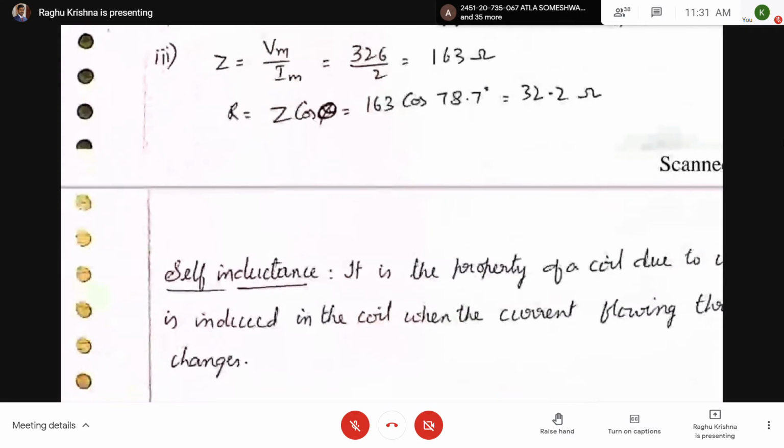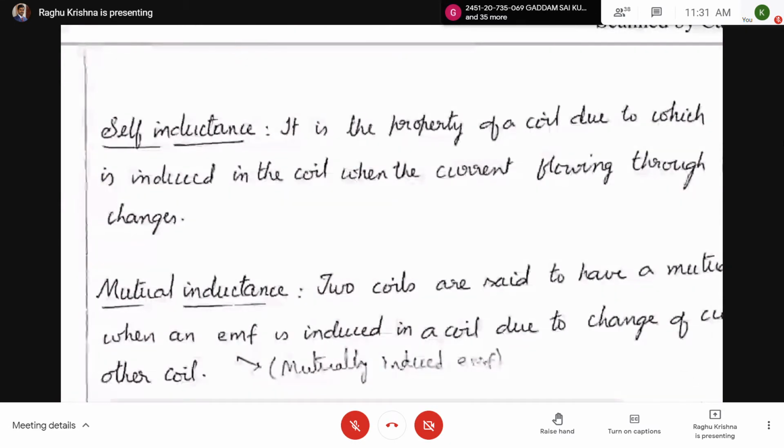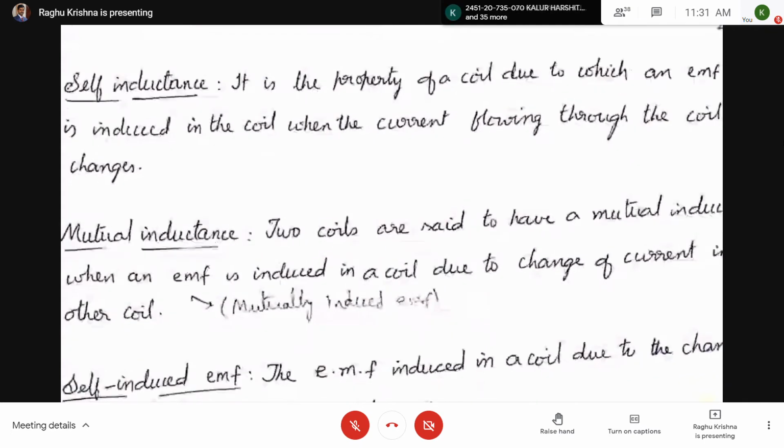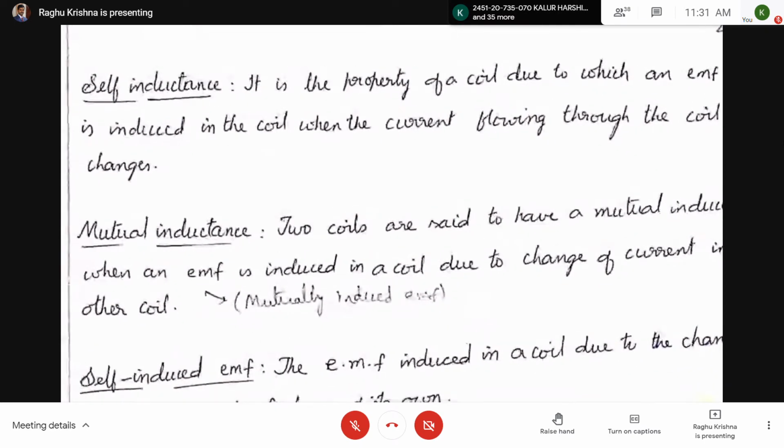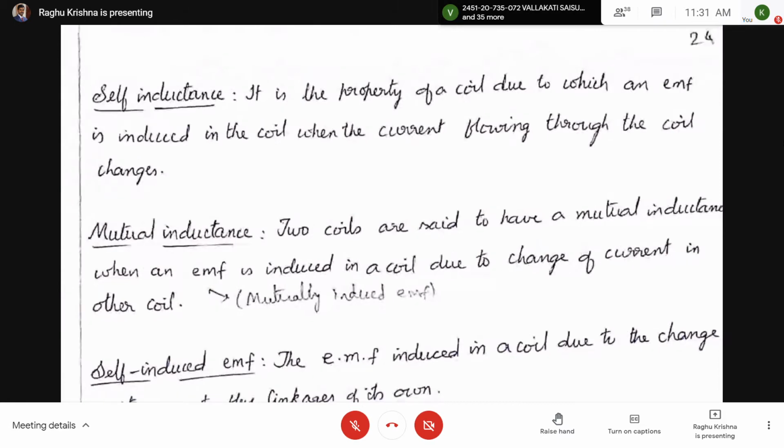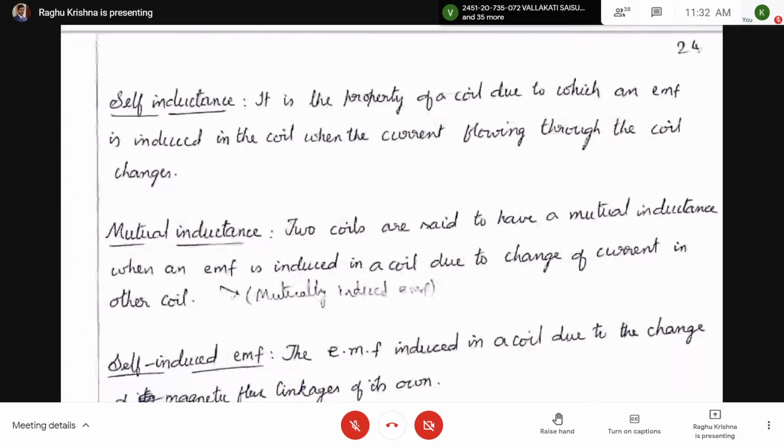So next topic is self-inductance. Coming to the definition of self-inductance, it is the property of a coil due to which an EMF is induced in the coil when the current flowing through the coil changes. So when the current flowing through the coil changes, an EMF is induced in the coil. If you take an alternating current, it will be changing continuously. So EMF is induced in the coil when an alternating current flows through the coil.